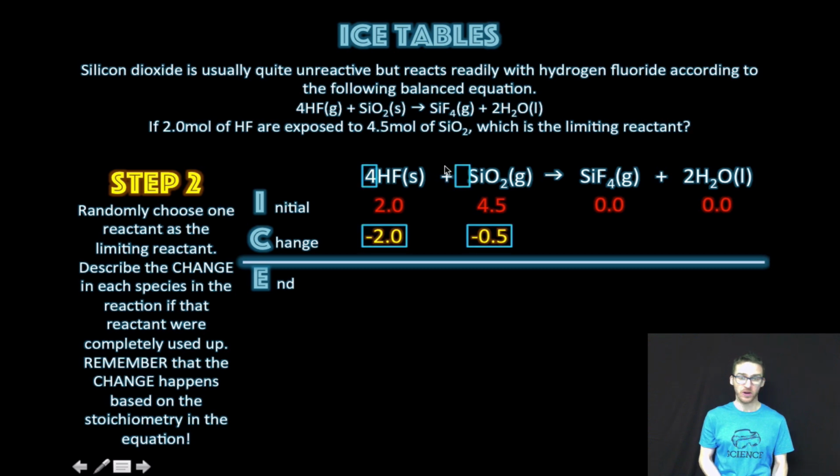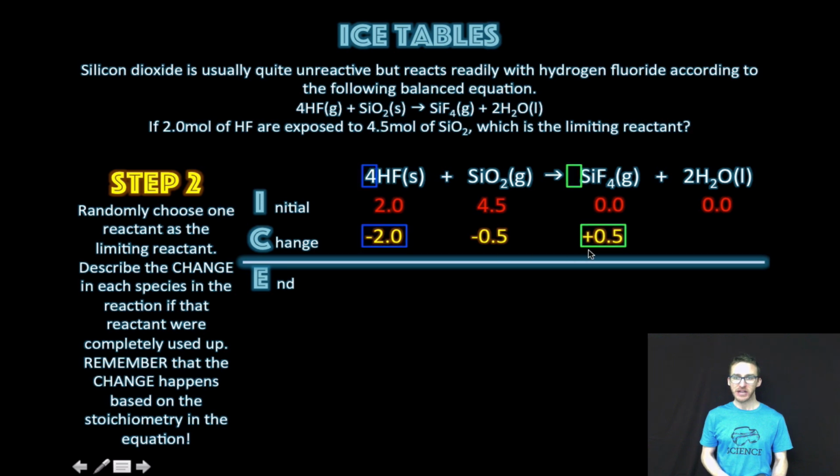It's a quarter. In other words, whatever amount of HF is reacted, I'll only need a quarter of that amount of SiO2. In this example, if I'm using up 2 moles of HF, I'm only going to need a quarter of that, or 0.5 moles of SiO2. And I'll form 0.5 moles of SiF4.